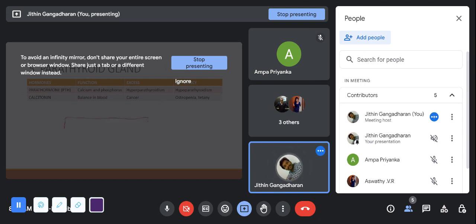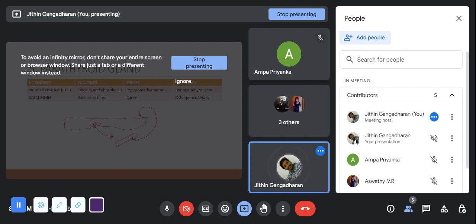See, suppose this is blood, and we have calcium in the blood. What will calcitonin do? Calcitonin will take the calcium from the blood and deposit it in the bone. That is the function of calcitonin. And what is the function of parathormone? It will take calcium from the bone and deposit it inside the blood. That is the function of parathormone. So that is their function.